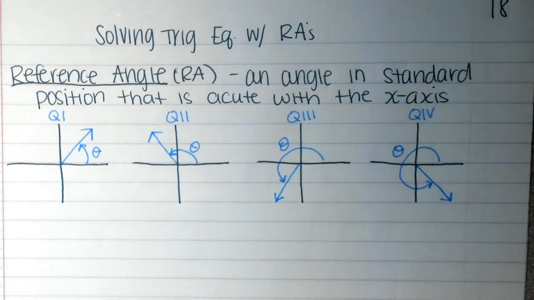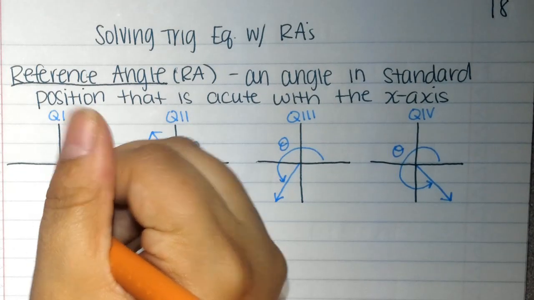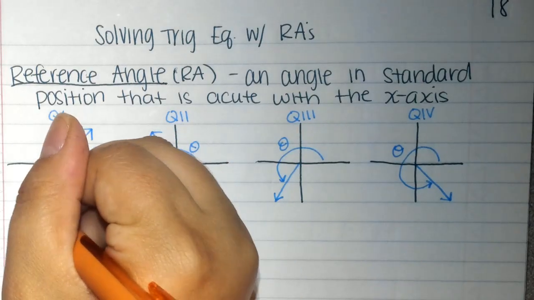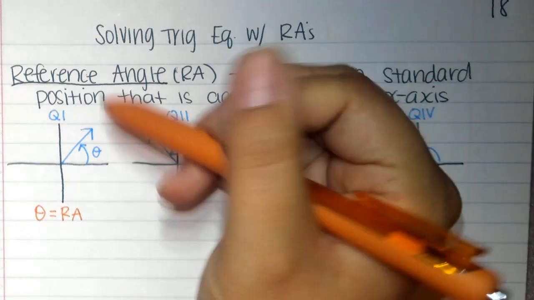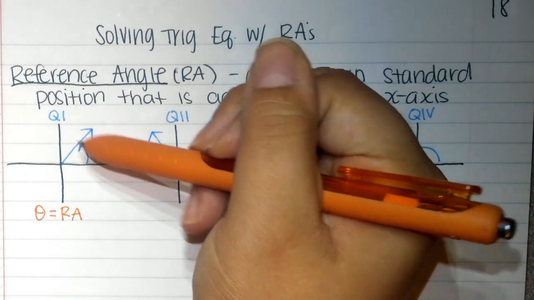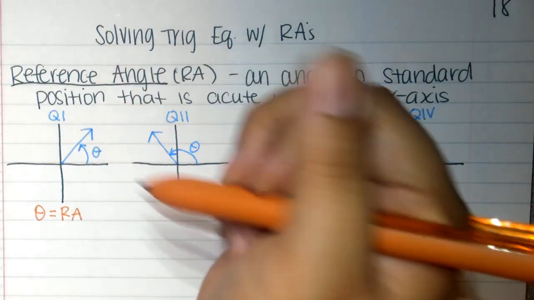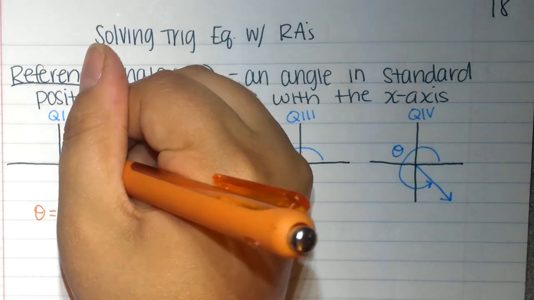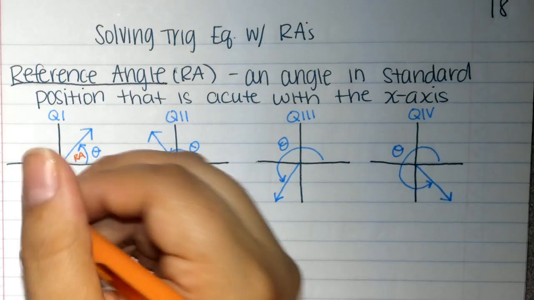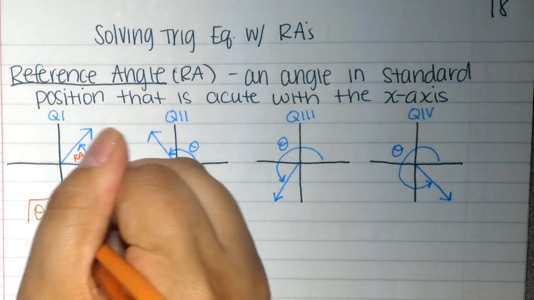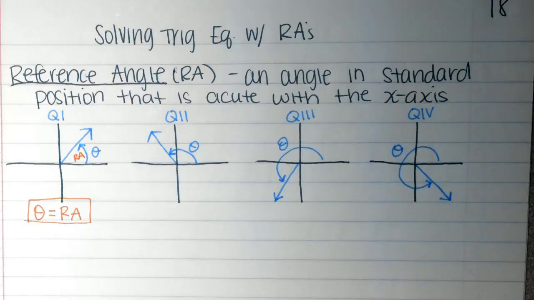Okay? So the first thing I need you to know about reference angles is, in this case, for quadrant 1, your theta equals your reference angle, because your reference angle is an acute angle from the x-axis. So this right here is also your reference angle. Quadrant 1, theta equals reference angle. We love quadrant 1. Write it down.